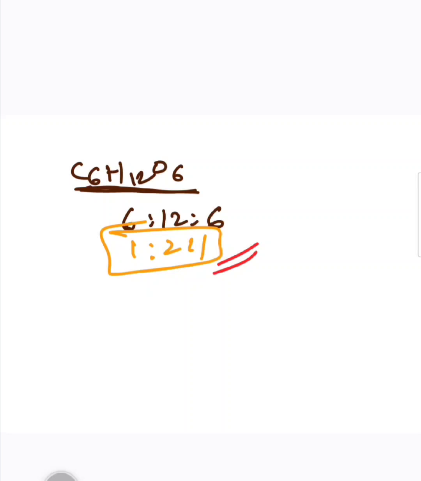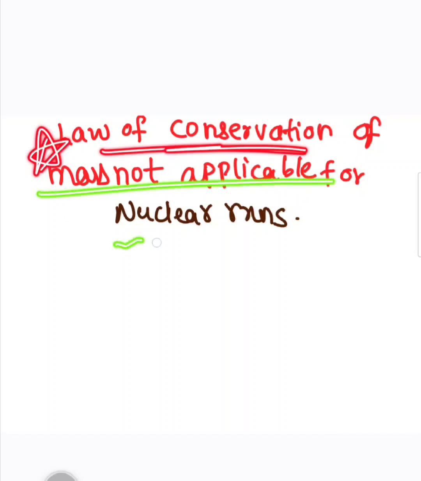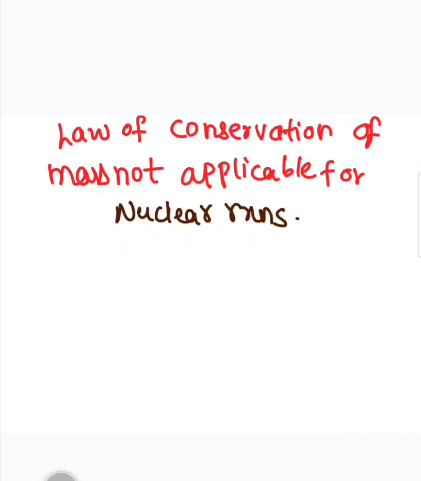Next, one of the important points: the law of conservation of mass. What is the law of conservation of mass? Mass can neither be created nor be destroyed, but it is converted from one form to another form. This law of conservation of mass is not followed for nuclear reactions. Very, very important. The law of conservation of mass is not followed for nuclear reactions.